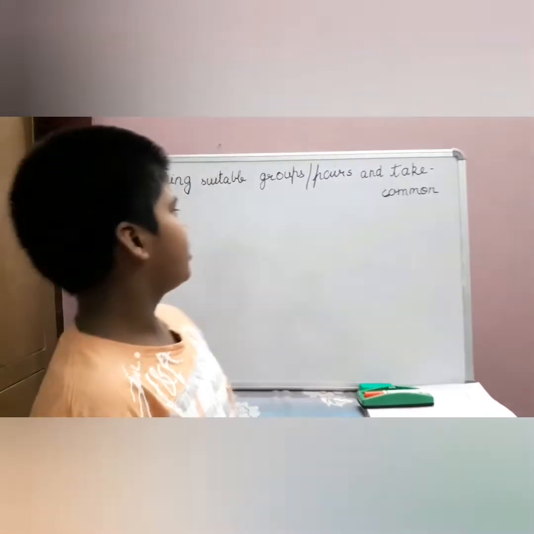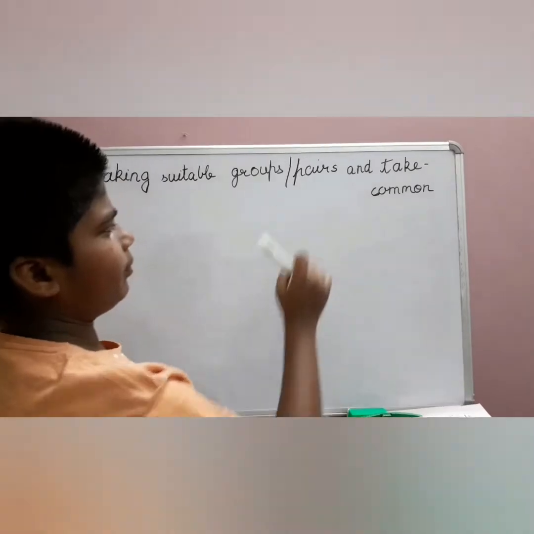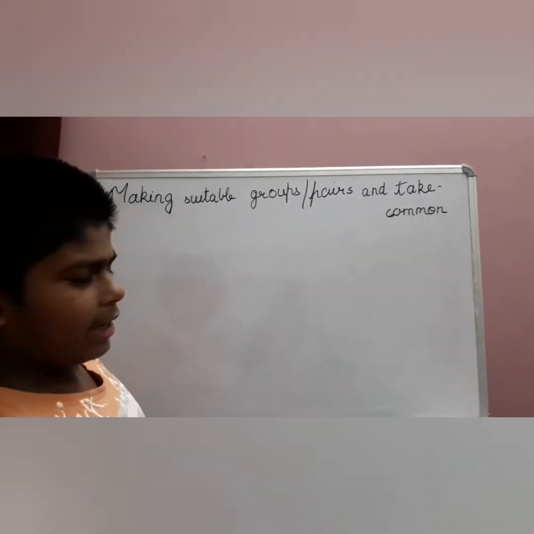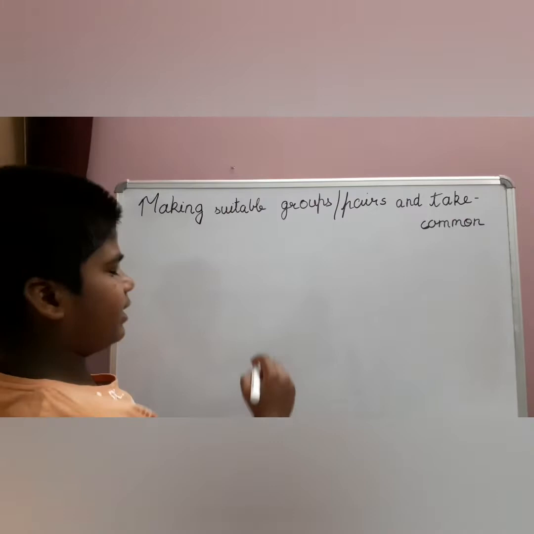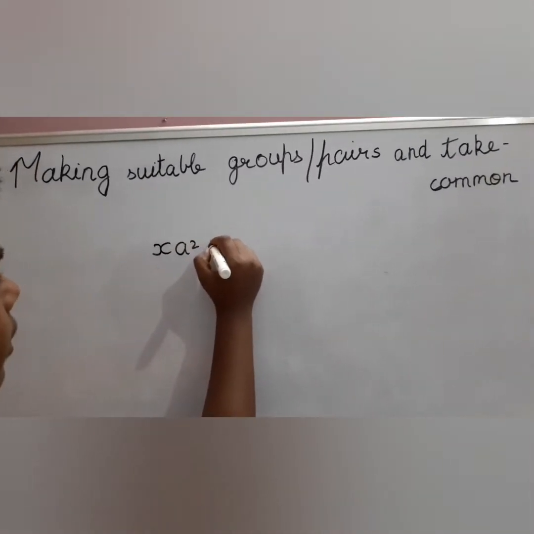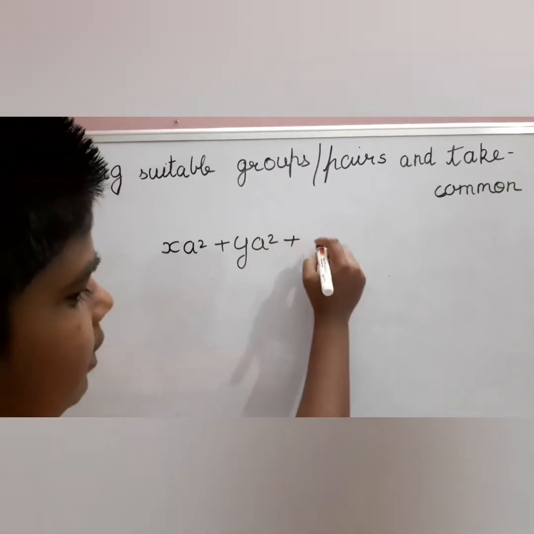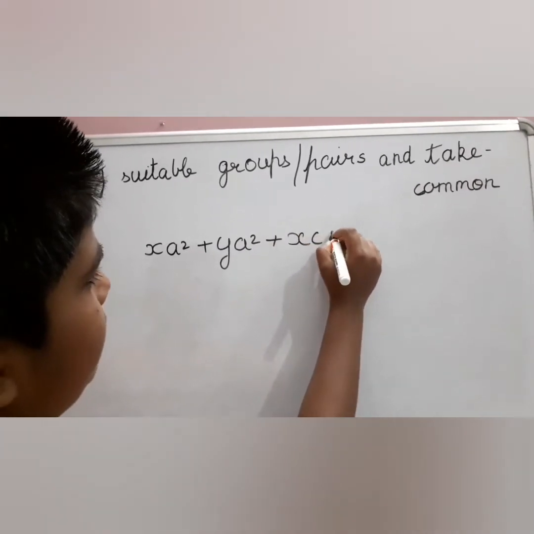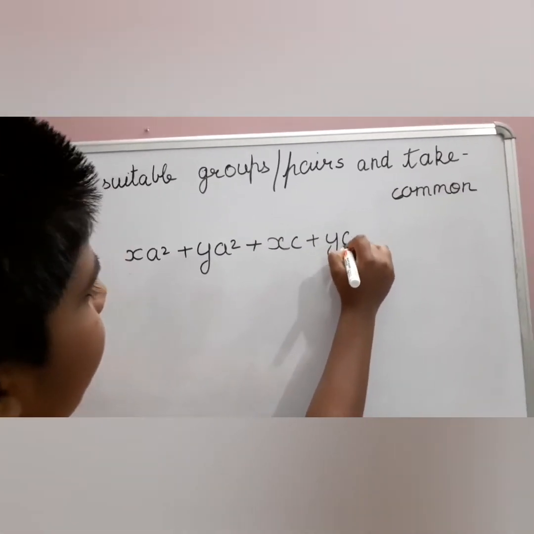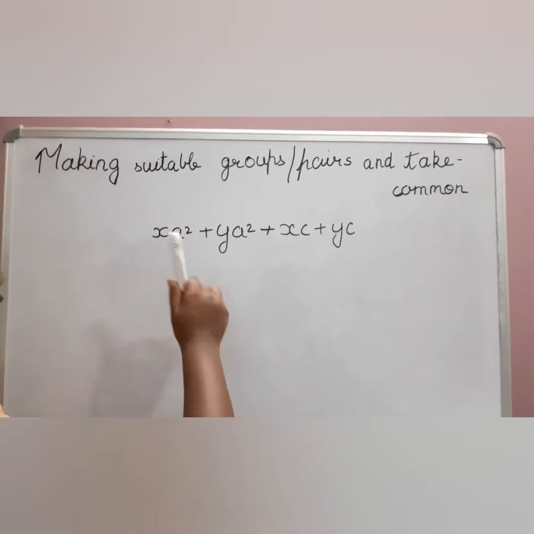So I hope you understand till step number 1. Let us move to our step 2, which is making suitable groups or pairs and then take common. For example, if our expression is xa square plus ya square plus xc plus yc. I told you that first you have to apply the step to take common.